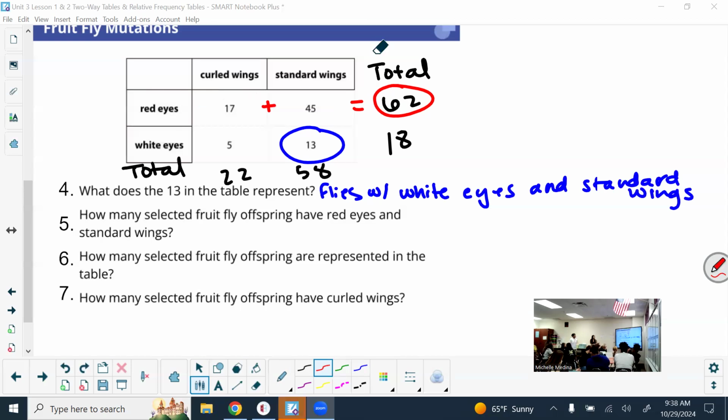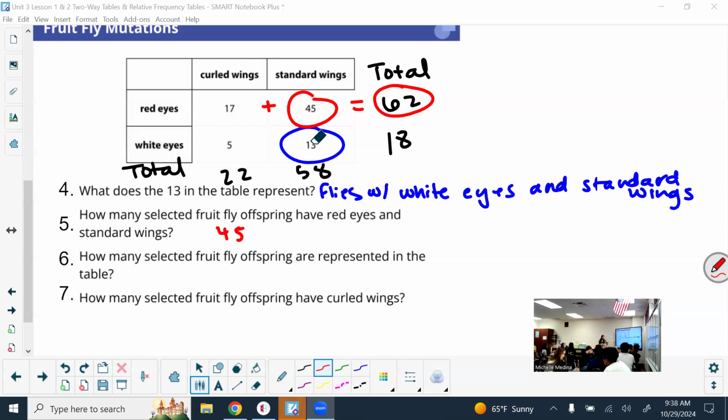Table 7. How many selected fruit fly offspring have red eyes and standard wings? 45. So red eyes and standard wings, that's where they intersect. So that. Table 8. How many selected fruit fly offspring are represented in the table?